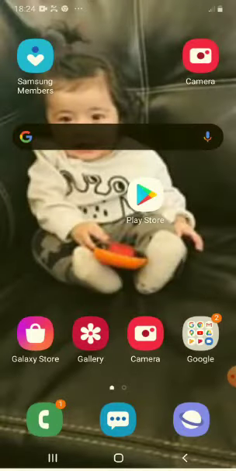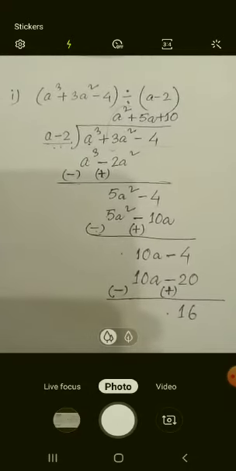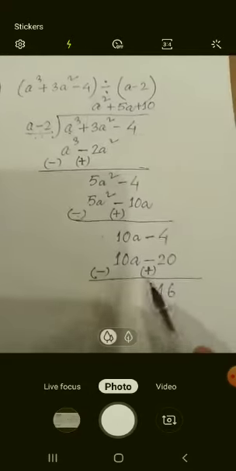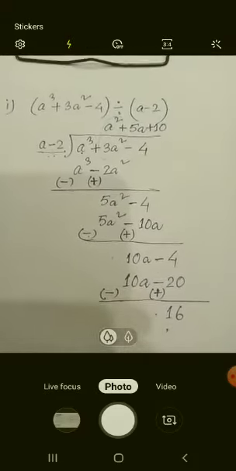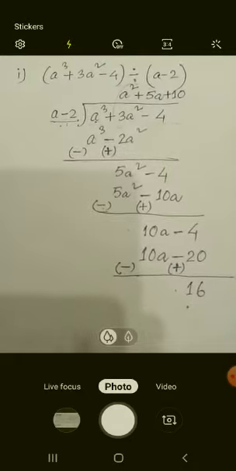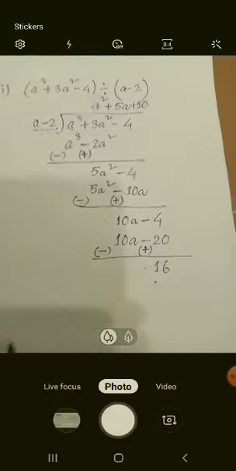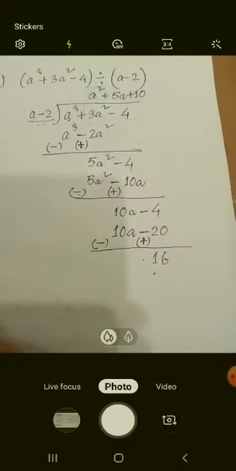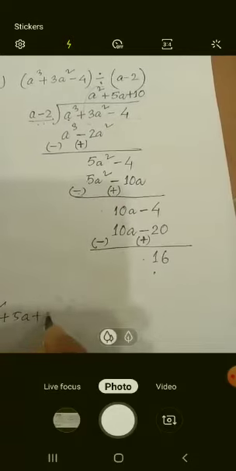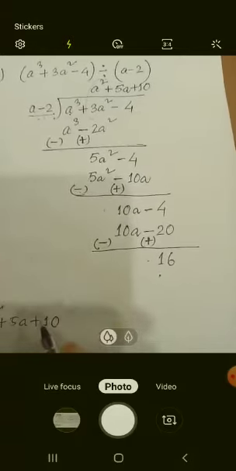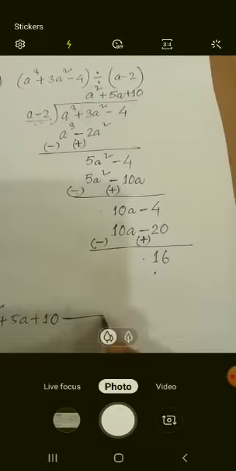Okay, so you are done, and this is your remainder. Most likely you are going to want to write the answer as a square plus 5a plus 10 with a remainder of 16.